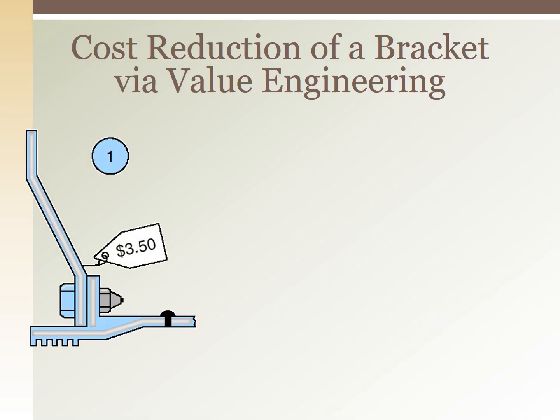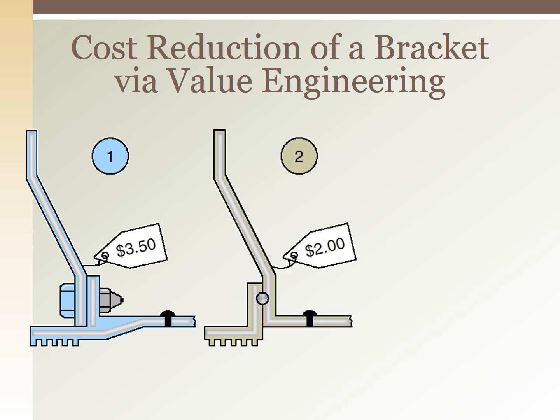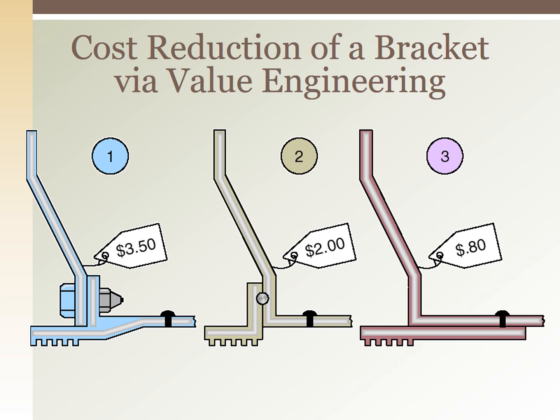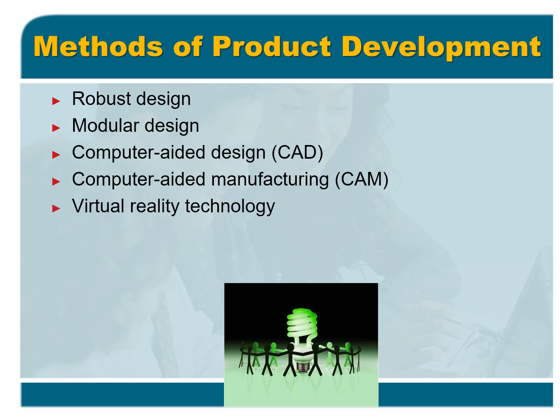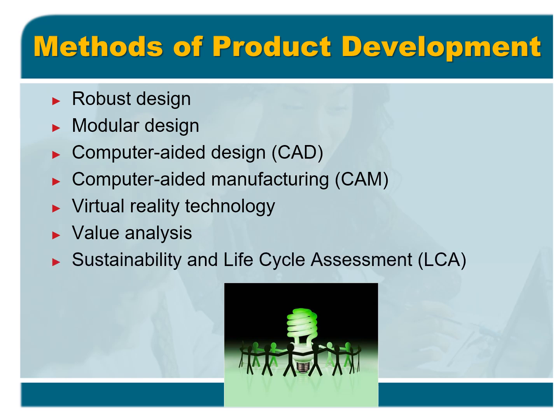So the cost reduction of a bracket via value engineering starts at $350, goes to $2, and finally ends up at 80 cents by eliminating unnecessary parts. Methods of product development include, for instance, robust design, modular design, CAD or computer-aided design, computer-aided manufacturing or CAM, virtual reality technology, value analysis, and sustainability with a life cycle assessment.